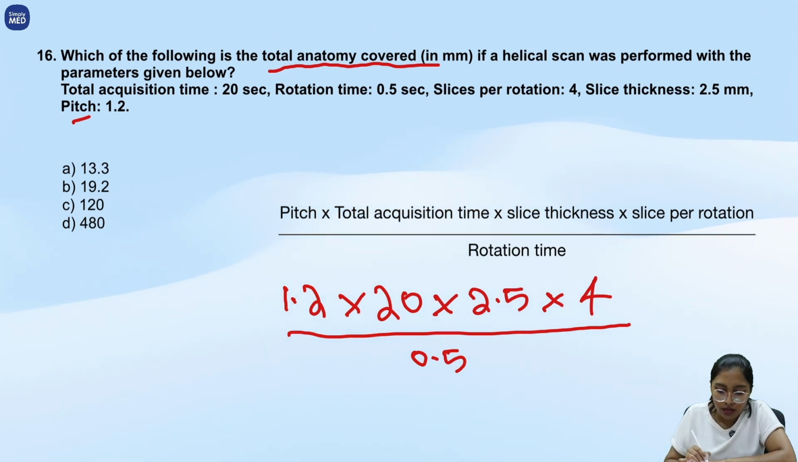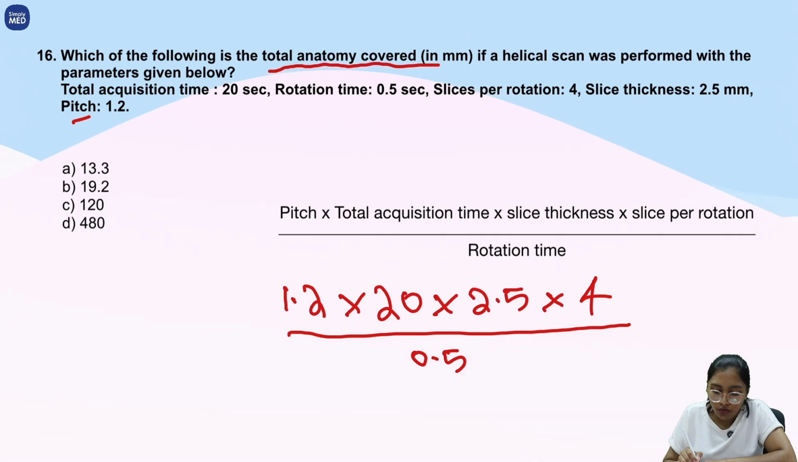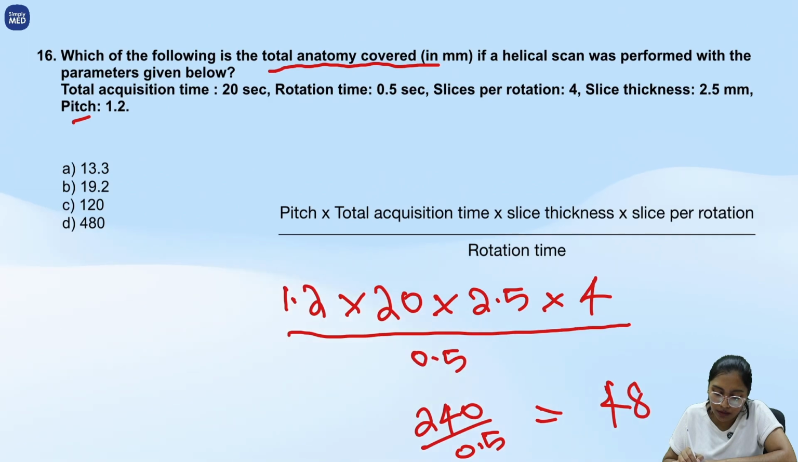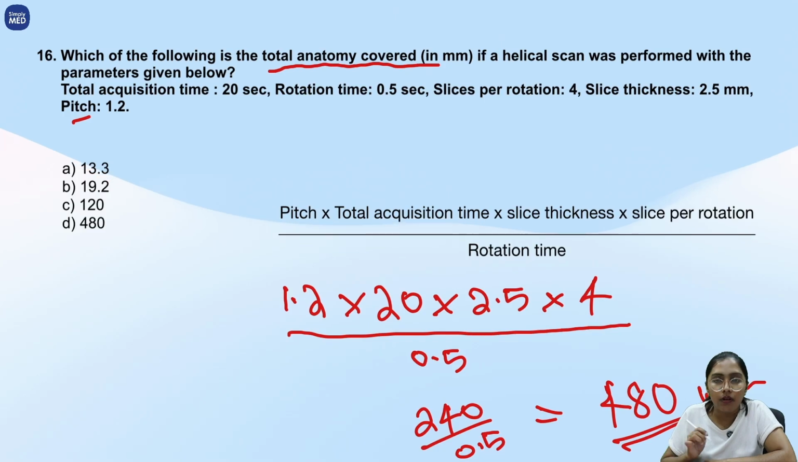So this will give us 1.2 into 20 is 12 into 2, 24. Then 2.5 into 4 is 10. So that is 240. So 240 divided by 0.5 is equal to 480. Okay. So 480 millimeters are the covered area. So you will have to remember this equation. Just multiply everything, divide by rotation time. Okay. You will get the answer. Hope that's clear. Let's see the next one.